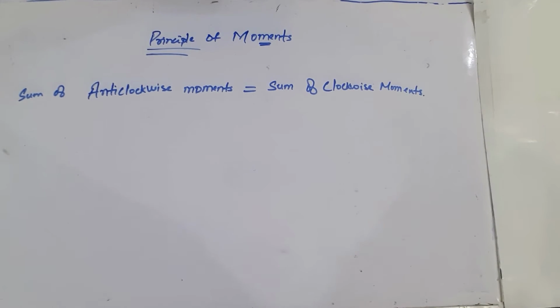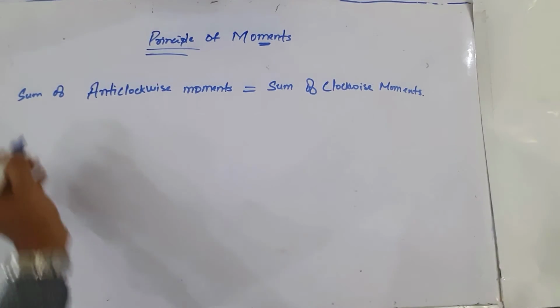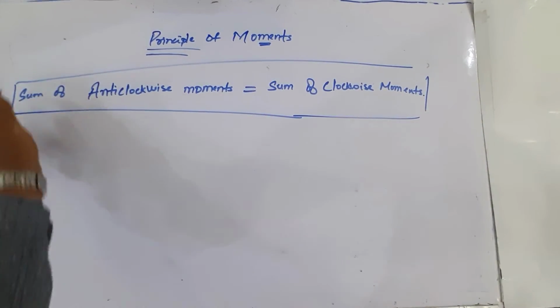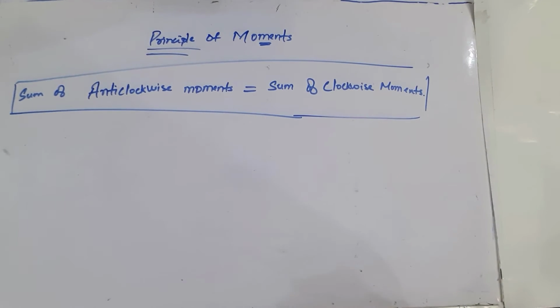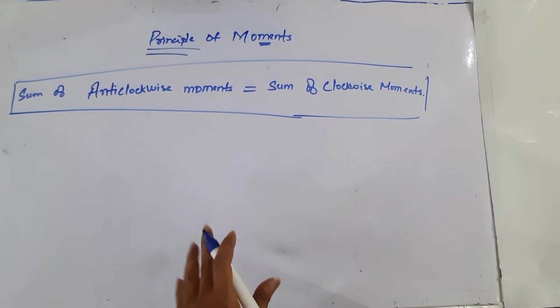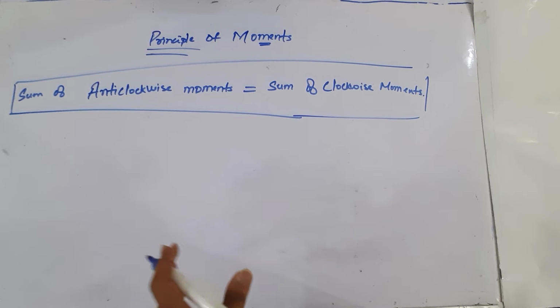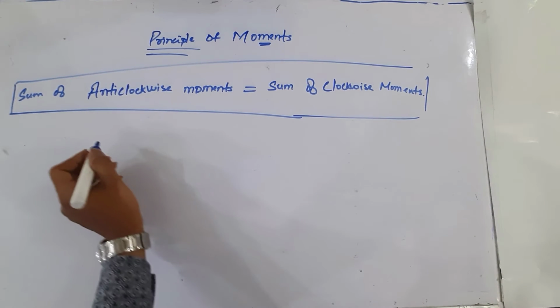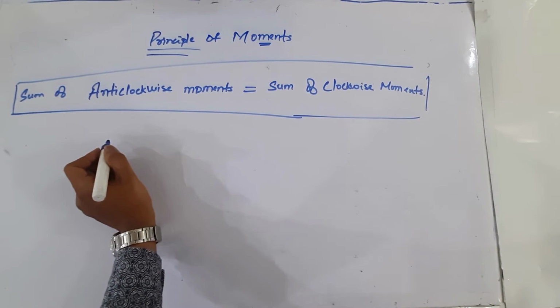We can consider the example of a beam balance, or the physical balance, which works on the principle of moments, that is, the anti-clockwise moment should be the same as the clockwise moment. Only in that case does the physical balance remain in a horizontal position. So this is a verification of the principle of moments.